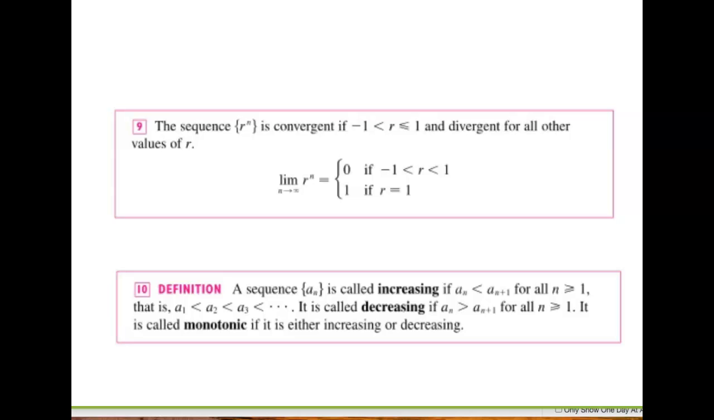All right, let's try another one. Show that the sequence a sub n equals n over n squared plus 1 is decreasing. So this one isn't as simple or trivial as the last one was, but we're going to take the same approach. So a sub n is equal to this. Then we want to compare that to a sub n plus 1. Just replace all the n's with n plus 1s. We're going to have n plus 1 over n plus 1 quantity squared plus 1.